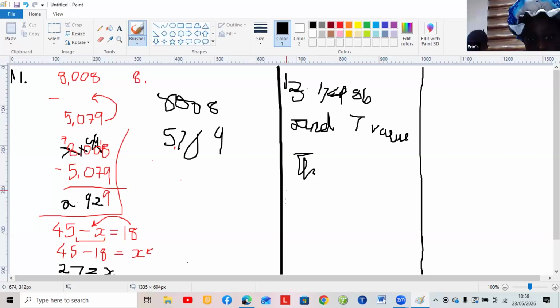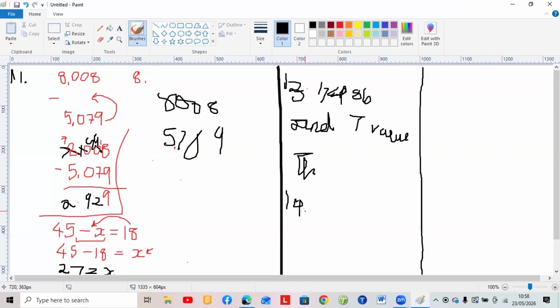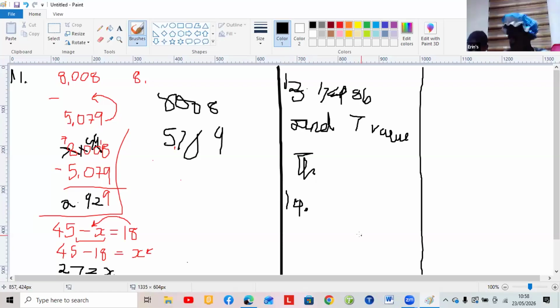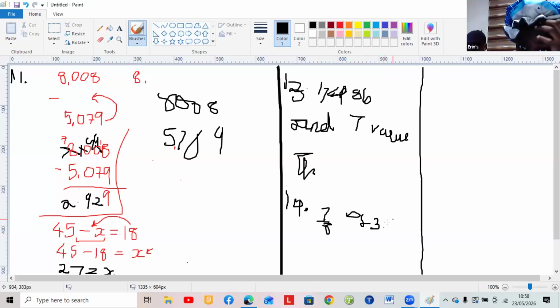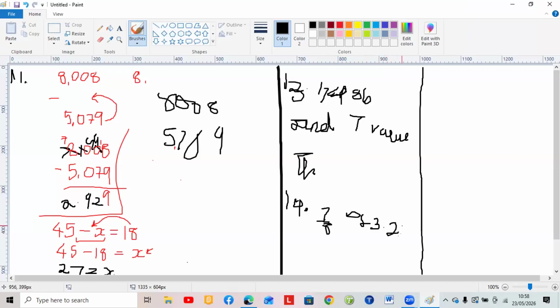So we're moving to question 14 now. Next question, 14. Favor, are you done writing? Yes, sir. Okay, go ahead. Find the value of 7/8 of 3.2 kg.